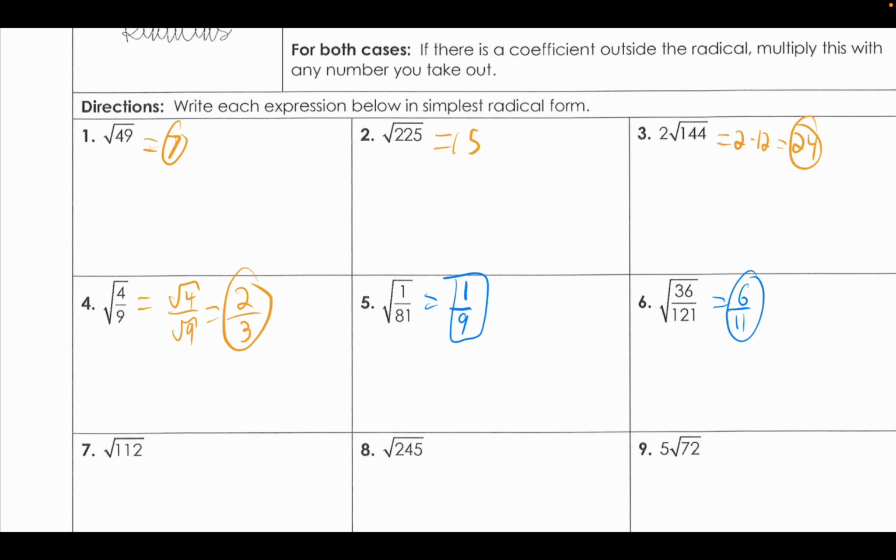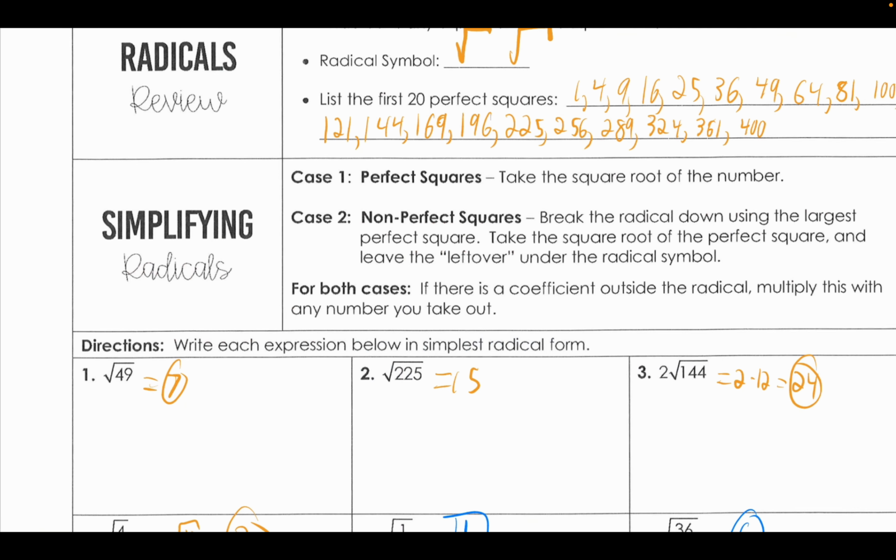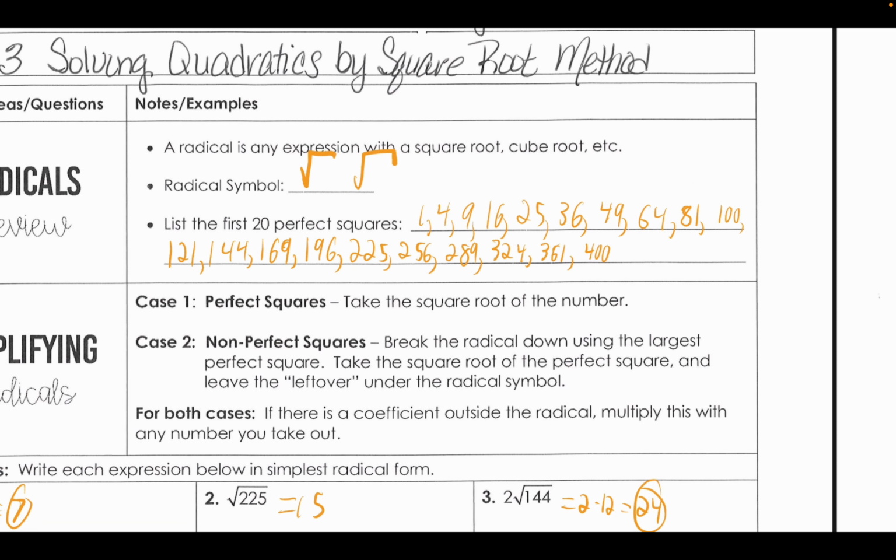On number 7, 112 is not a perfect square. So this is where we start getting that case 2, the non-perfect squares from up above. And so what we do is we look at 112 and we say, okay, the first perfect square that could possibly divide into 112, not the first number, but the first perfect square. And I say that because 121 is bigger than 112, so it couldn't possibly divide into 112. Now 100 could technically possibly divide into 112 because it is smaller.